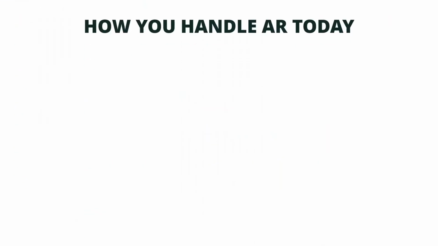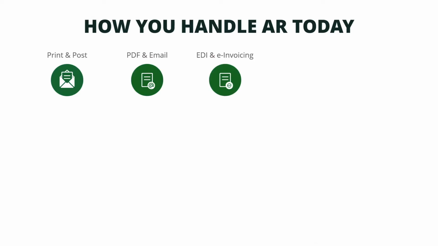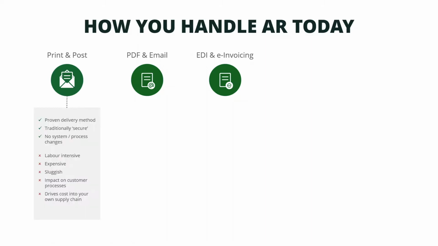First, let's look at how you handle AR today. There are 3 distribution methods, and you'll be using one or any number of these. Print and post is traditionally how organizations send their invoices. It's proven and it's in place today, meaning there are little to no systems changes required. The downsides are that it's pretty labor intensive for you or your print partners, and it's pretty expensive, especially with the landscape of increasing domestic and air freight costs. You also get pretty lousy returns on investment in terms of data visibility and track and traceability in an increasingly digital world.